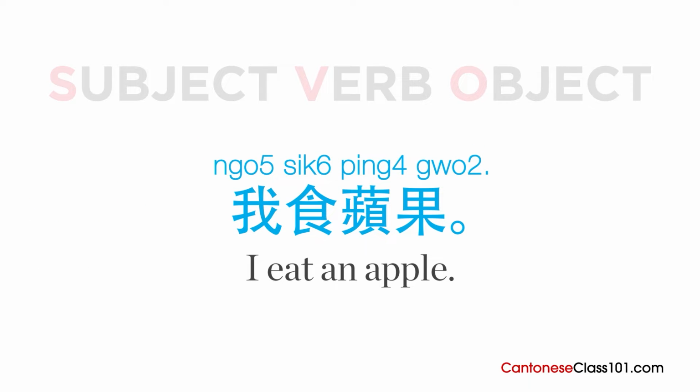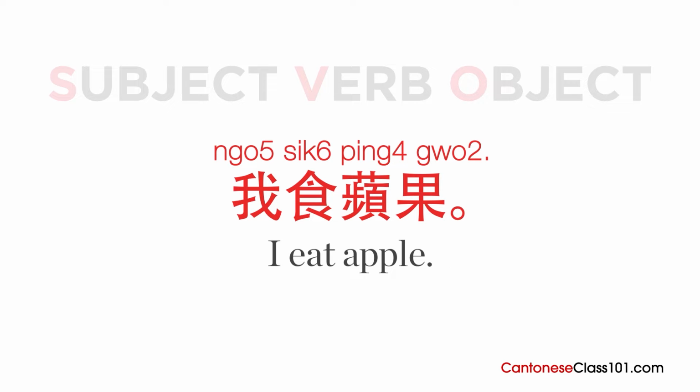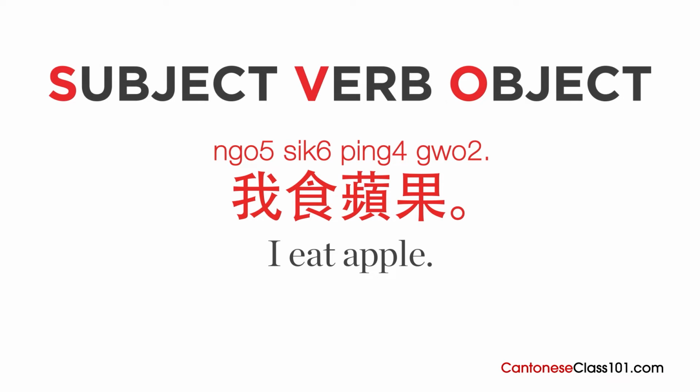我食蘋果. Like before, let's remove the particles to keep it simple. So we are just left with the words. If we break down the Cantonese sentence, we get the subject 我, meaning I, then comes the verb 食, meaning eat, and finally, we have the object 蘋果, meaning apple. The word order for Cantonese is SVO, the same as English, easy. Right, and this is the basic word order for sentences in Cantonese.